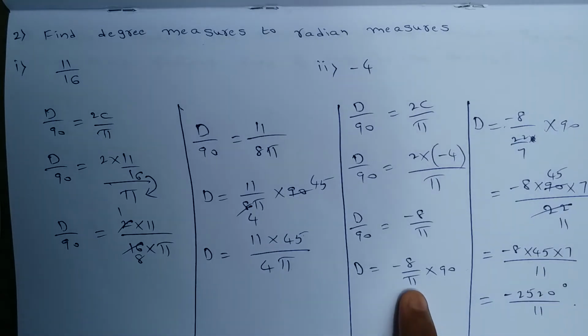Here also, in the place of pi, if you substitute 22 by 7, you will get one more final answer.